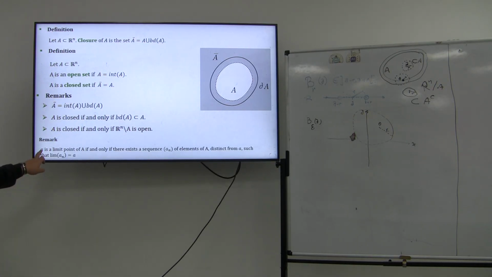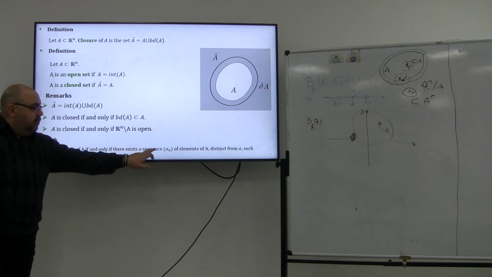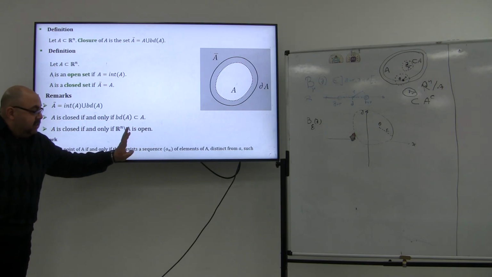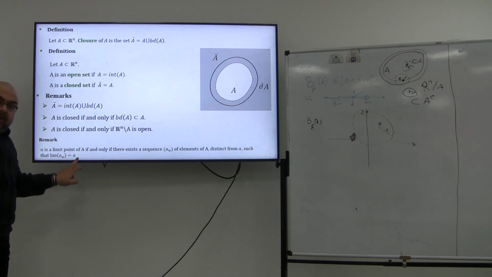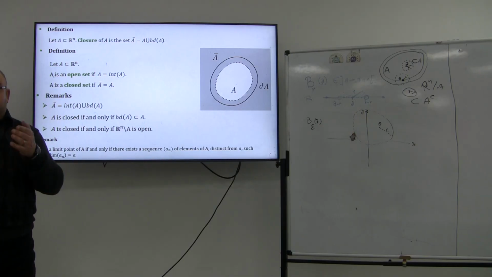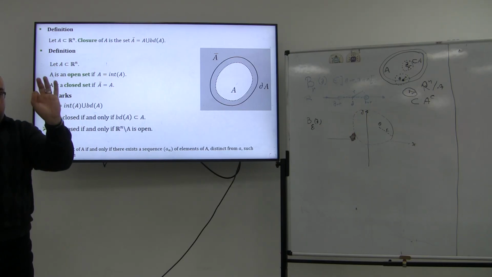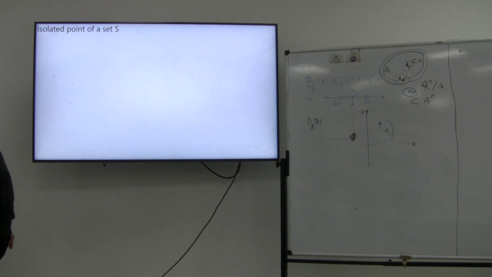Of course, a is a limit point of A if and only if there exists a sequence a_n of elements of A distinct from a such that the limit of this sequence is equal to a, which means the points in the neighborhood of a, the points that will approach the point a. Are you with me? This is the limit.